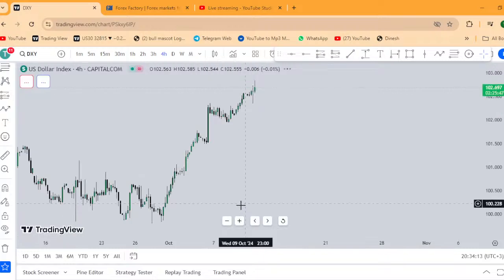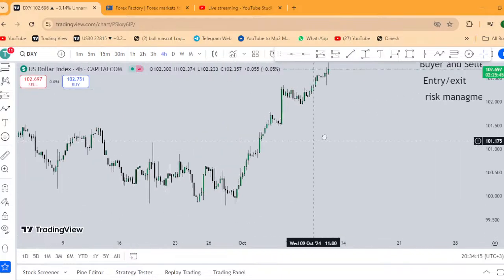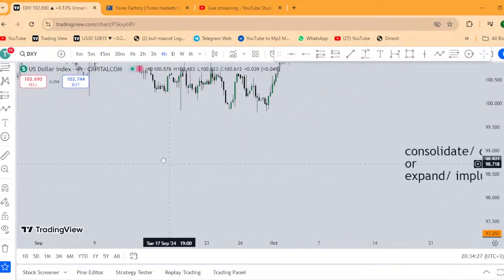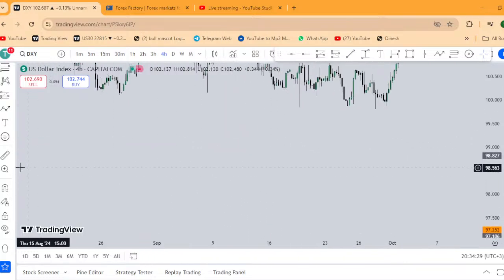DXY, this is where our work is. Now I know the entry. I know how I can enter using this concept. I know how I can buy. So after knowing how I can buy, the next question is, where do I put my stop loss? Where do I put my take profit?